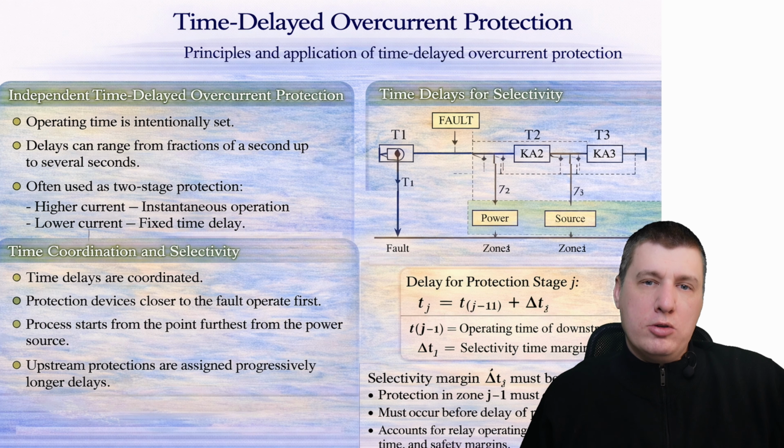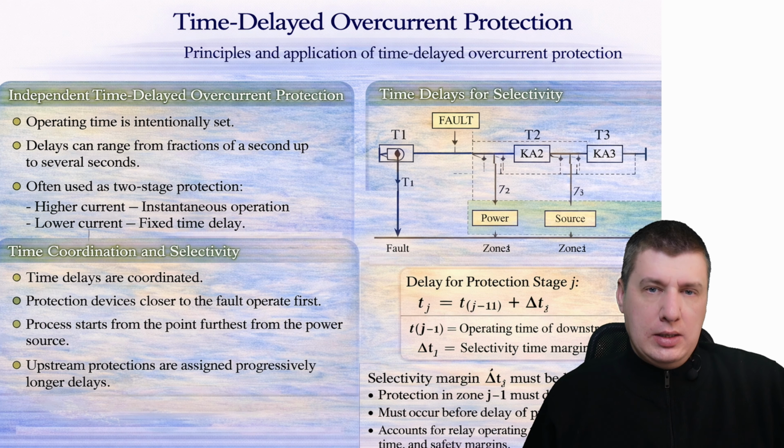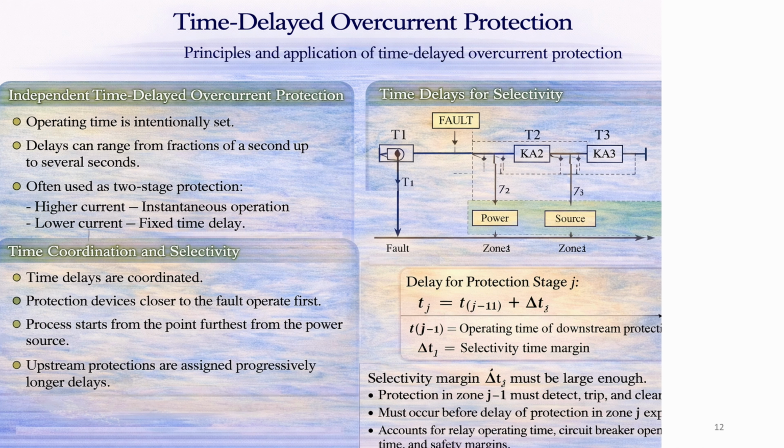Now we look at overcurrent protection with independent time delay. In the independent time delay overcurrent protection, the operating time is set intentionally. The delay can range from fractions of a second up to several seconds. This type of protection is often implemented as a two-stage scheme. For higher current levels, the protection may operate instantaneously. For lower fault current, it operates within a fixed time delay.